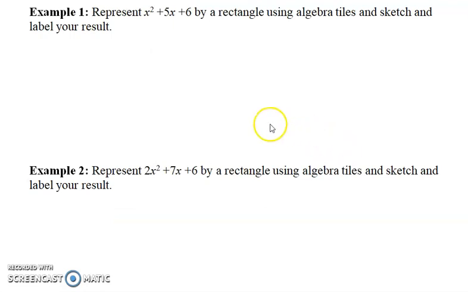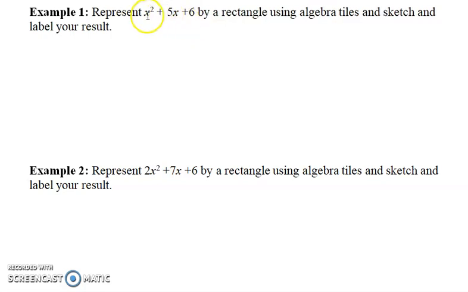It's going to be a short lesson, and I'm going to use the software that we used in the last video for the algebra tiles. We're going to represent x squared plus 5x plus 6. We're going to create a rectangle, sketch that result, and look at each side and show how that's related to the binomials.